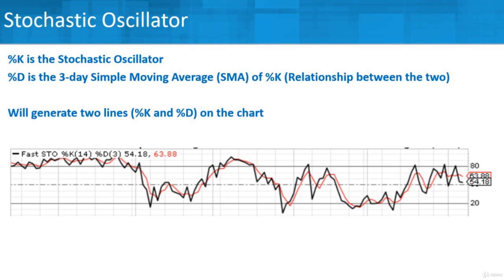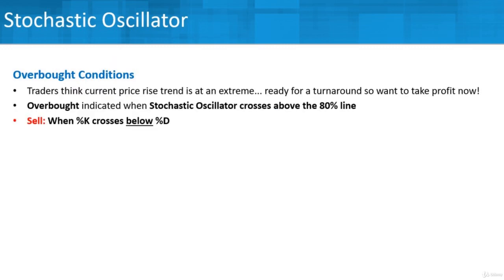All right, so that's great. Now, how do we use it? Well, here's how you use it, because you're trying to recognize these overbought and oversold conditions. Overbought, traders think the current price rise is an extreme. It's too high. We're ready for a turnaround, and so we want to take our profits now. We're reaching the peak. So an overbought is indicated when the stochastic oscillator crosses above the 80% line. So in this case, you're looking for the 80% line.